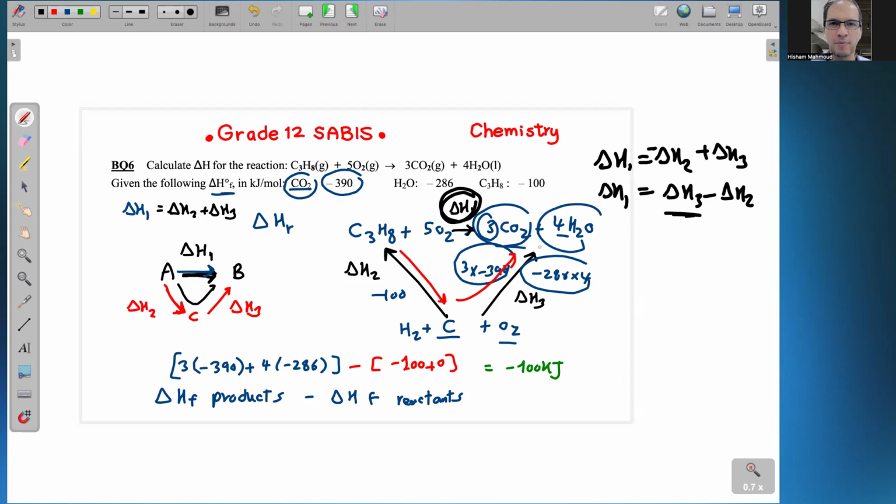What is delta H3? It is the heat of formation of these two, which are the products, minus delta H2, which is the heat of formation of the reactants. Okay, if you find that this is confusing, just do delta H of the products minus delta H of the reactants. Take care of the signs very well. See you in the next video.